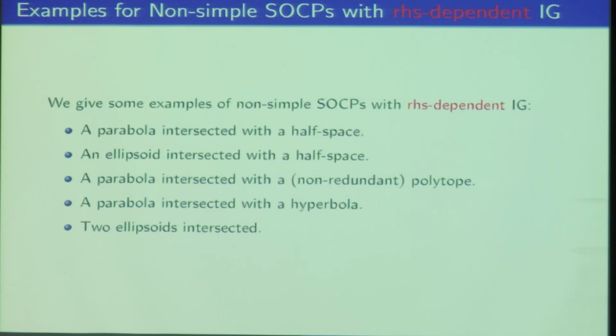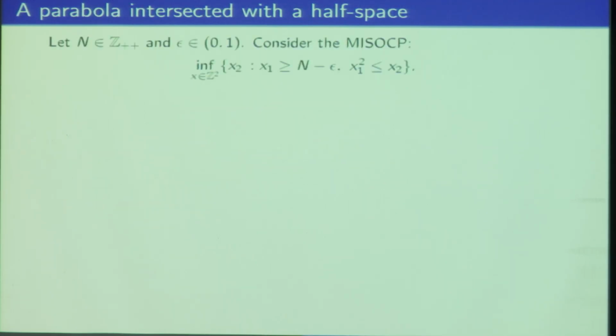But then we have come up with more bad results in the following sense. Even for virtually very simple sets that you can think of, the bounds might depend on the right-hand side explicitly. So we have many examples, not only the ones listed here, but I will only focus on 2 for the sake of time. So let's look at one of the simplest nonlinear sets you can think of, a parabola, and I'm intersecting with a half space, right? And I'm trying to optimize x2 here.